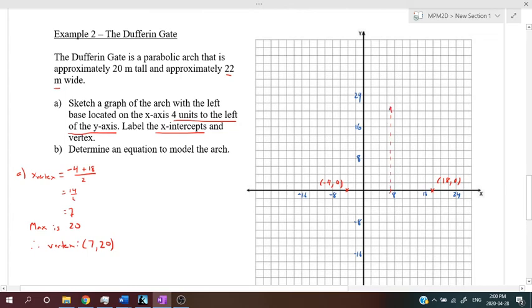So, since this is a physical object, that means that we don't have to have this parabola continuing on forever in a downward direction, right? It hits the ground and that's the end of it.